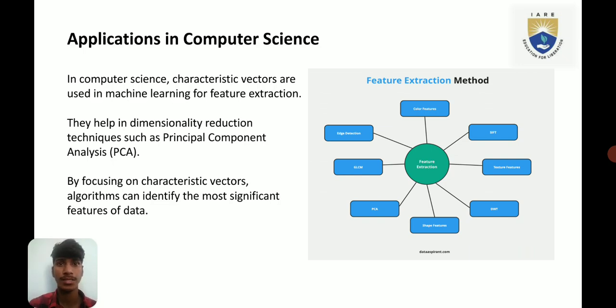Applications in computer science. In computer science, characteristic vectors are used in machine learning for feature extraction. They help in dimensionality reduction techniques such as principal component analysis (PCA). By focusing on characteristic vectors, algorithms can identify the most significant features of data. Feature extraction method.